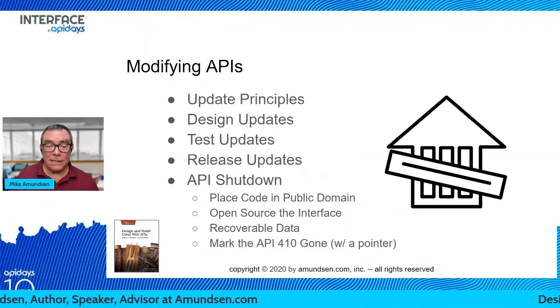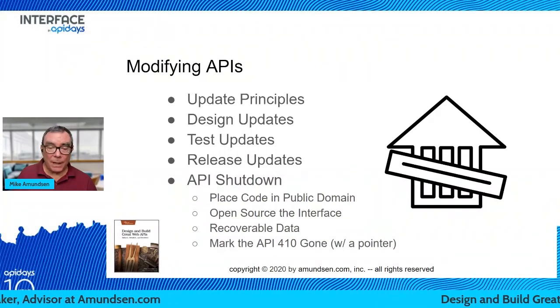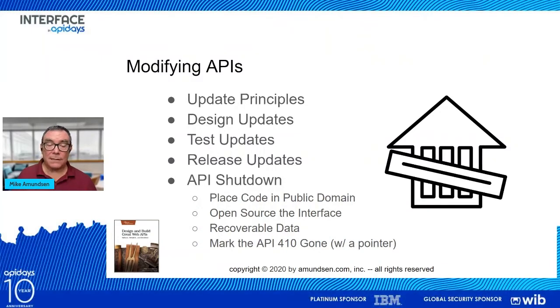Now, eventually you're going to need to shut things down. You're going to need to say you give up, that it's time to end this process. So you can put code in the public domain. You can do open source work. You can offer recoverable data and mark the thing as 410 gone. And that's what you need to do.